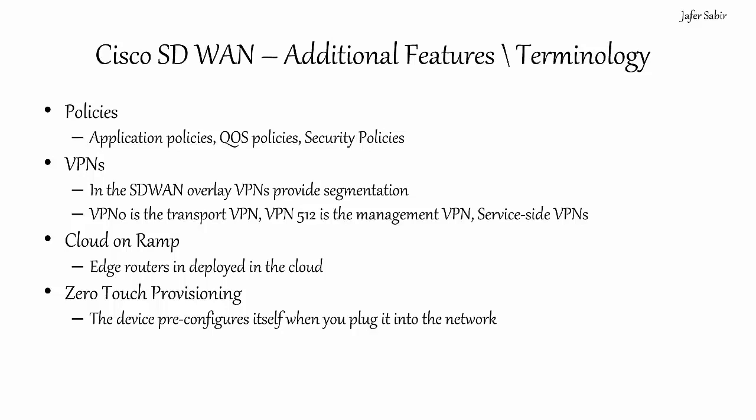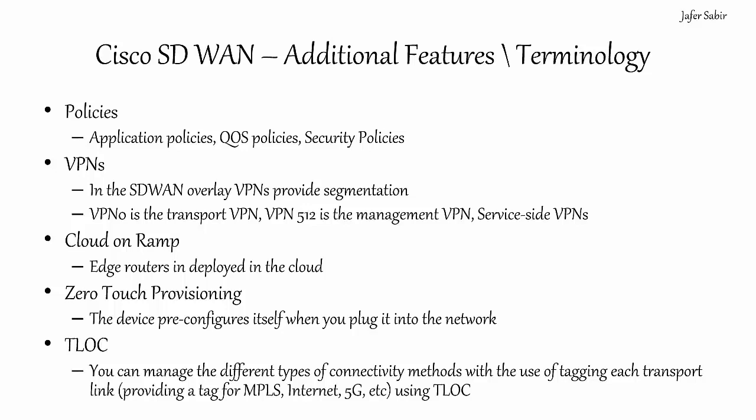The last bit of terminology we'll look at is TLOC, which stands for Transport Locator. TLOC is used to tag the different pathways an application can take, so you can manage the different types of connectivity methods with the use of tagging each transport link to the outside world you would use for the different applications. For example, you would tag internet with a coloured tag of blue and MPLS with a coloured tag of green, and then you can configure a policy to send out Office 365 traffic over the blue link and connect to the data center specific apps on the green link.